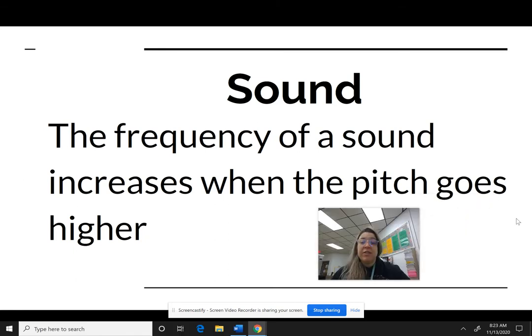So the frequency of a sound increases when the pitch goes higher. So basically, and we'll look at the waves and things like that when we get into the chapter on sound.